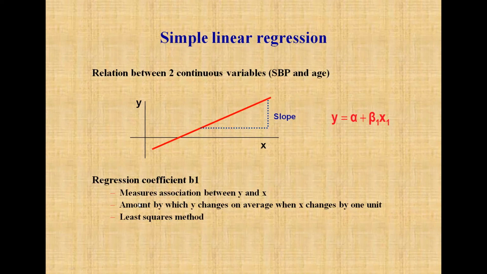So the regression coefficient beta 1 is the measure of association between y and x. This is the line for y on x. When we swap x and y, so that y becomes x and x becomes y, this beta 1 and alpha in that case will be different. It is the amount by which y changes on average when x changes by one unit. So this second line is the interpretation of beta coefficients.